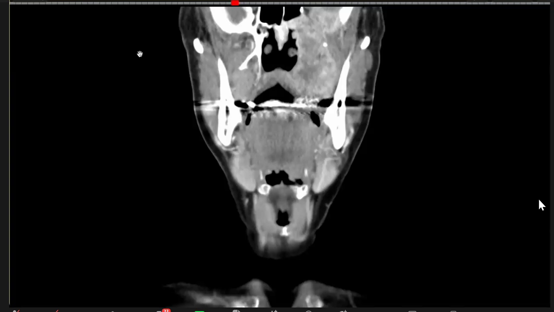Sir, on these images, the intracranial structures are not visualized. I can only see the upper part of the nasal cavity. Okay, thank you.